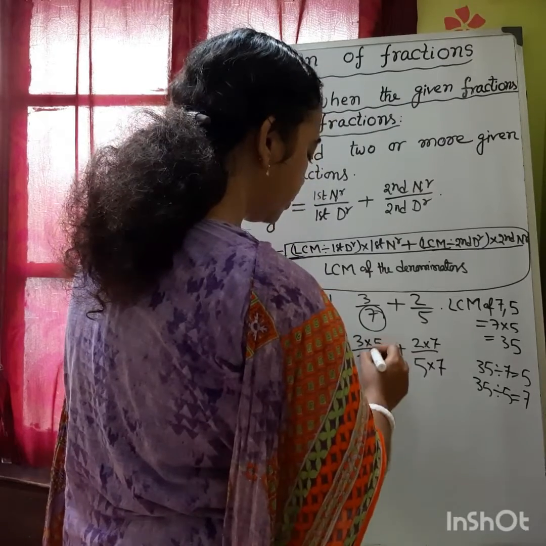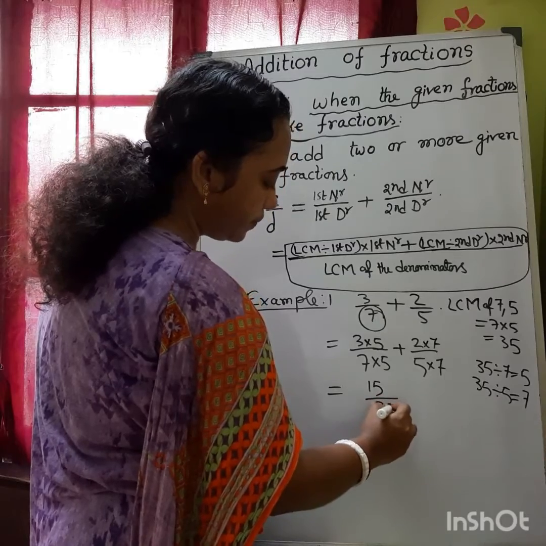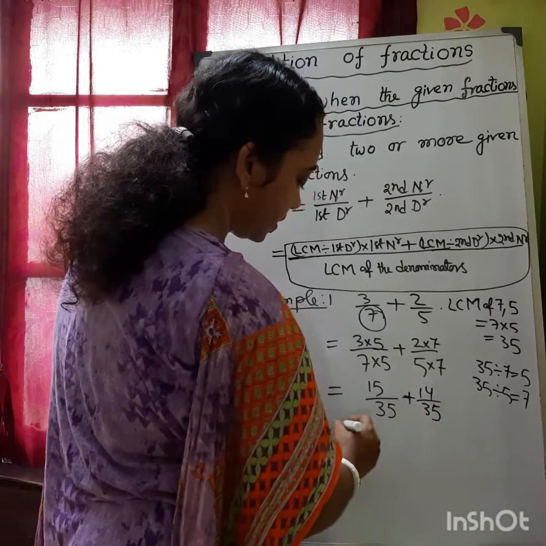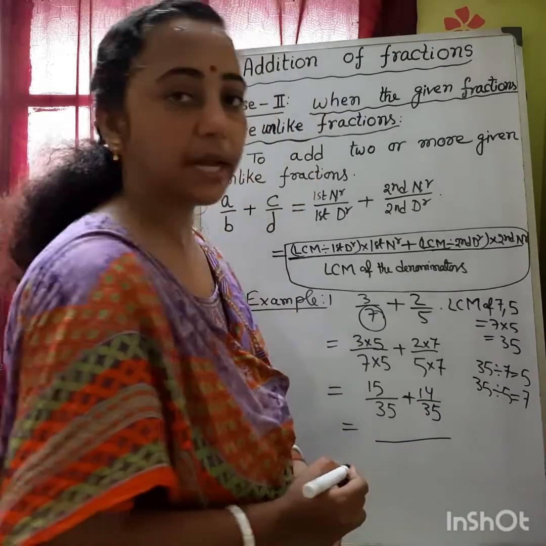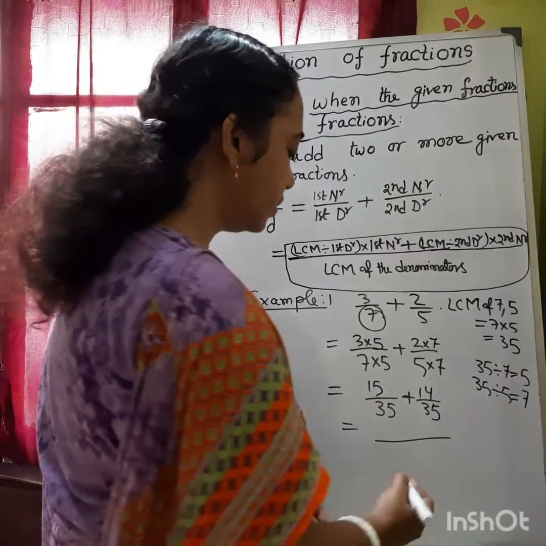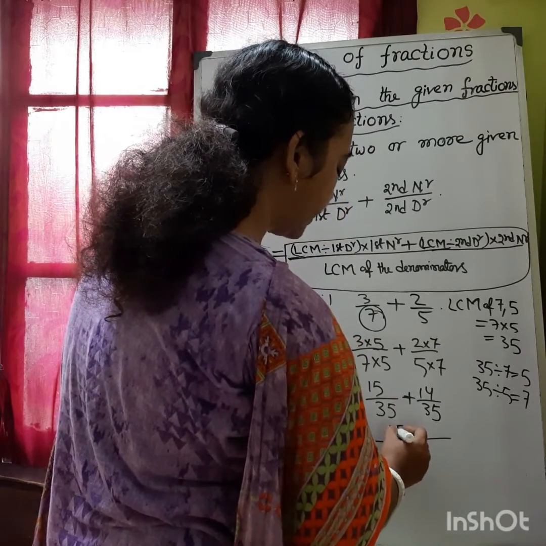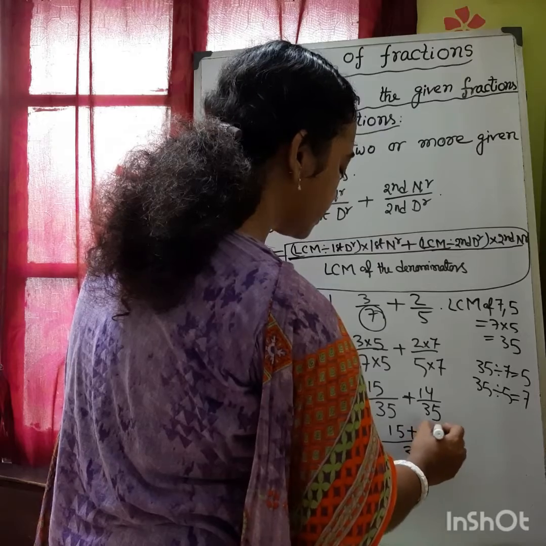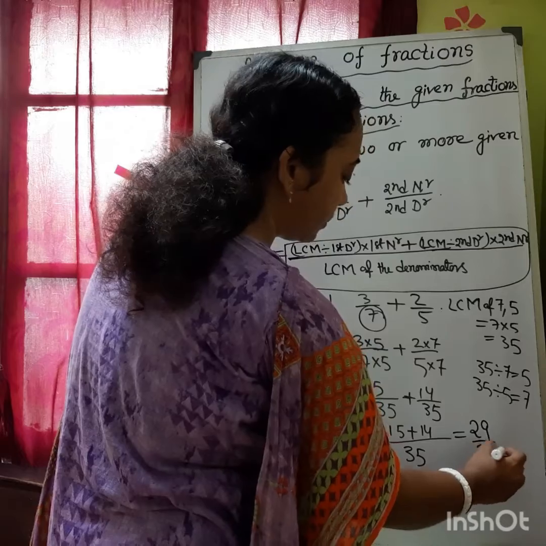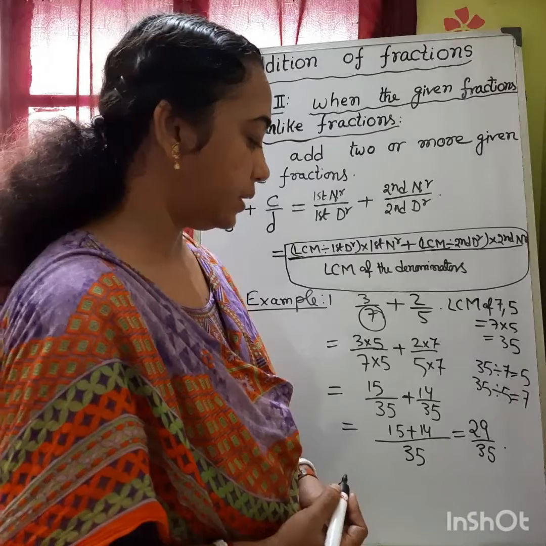So this is equal to 3 5s are 15 divided by 35 plus 14 divided by 35. So this is equal to, both have the same denominators, that is 35. That means the unlike fractions are converted to like fractions. So here we write the denominator as the common denominator, that is 35, and we simply add the numerators of these given fractions. So this will come 15 plus 14, that is 29 by 35. So here we are getting the sum of 3 by 7 and 2 by 5 as 29 by 35.